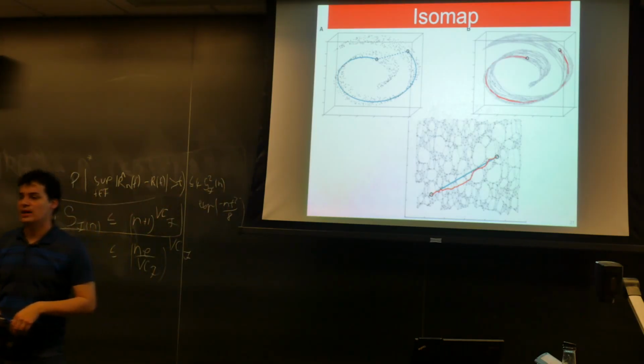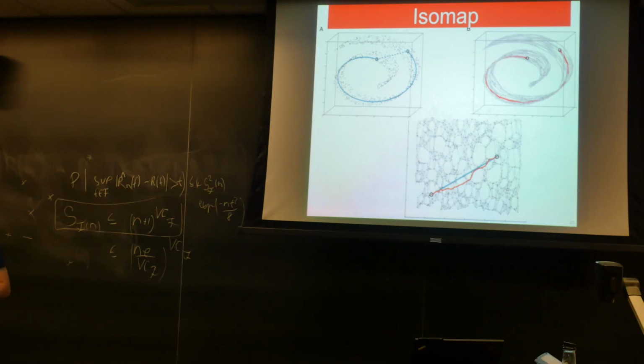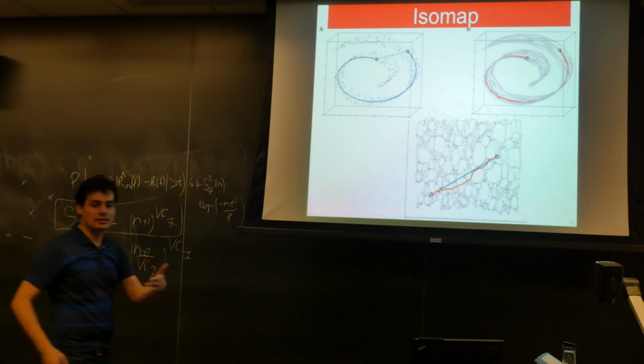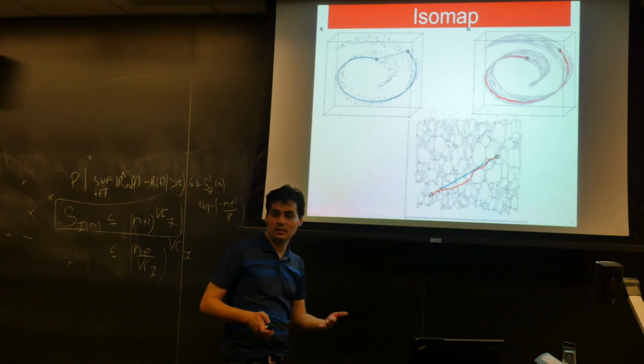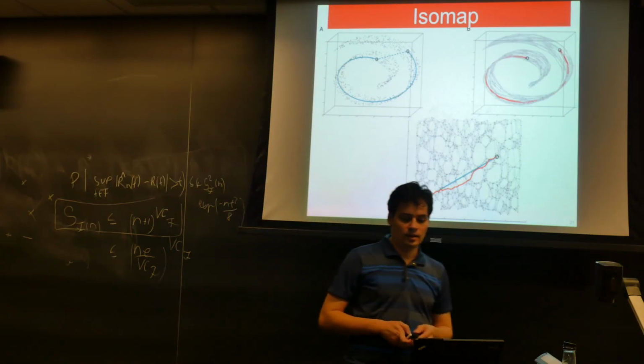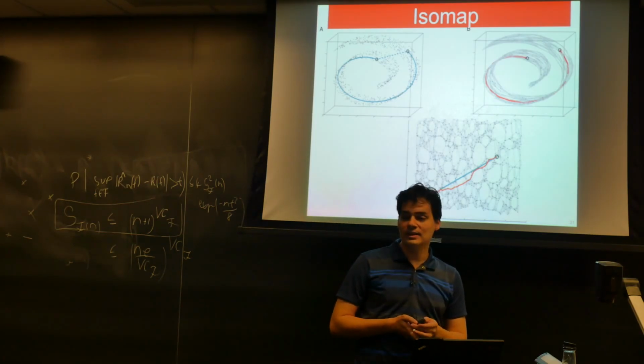From this point, I move to my neighbor. From this point, I move to my neighbor. And you want to calculate the shortest path on this graph between any 2 points, and what the distances are. You use this distance matrix as an input for the multidimensional scaling algorithm, and that's your Isomap algorithm. So it's very simple, right?